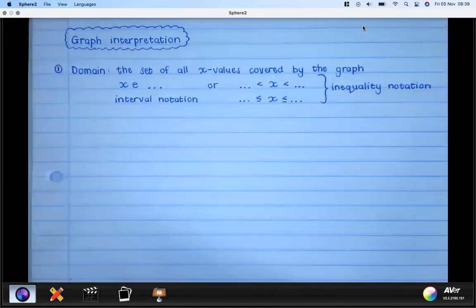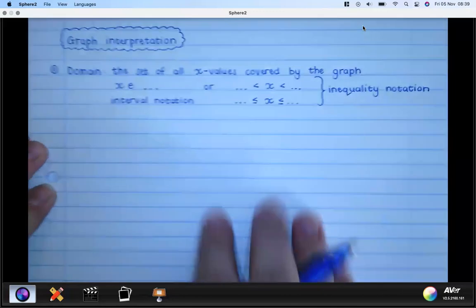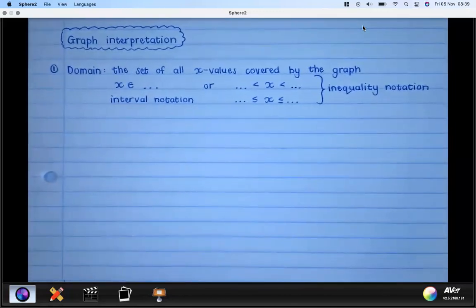You can decide which notation you are more comfortable with. Just see if I switch this light on, if it's better. Yeah, okay, I'll leave it like that for now.